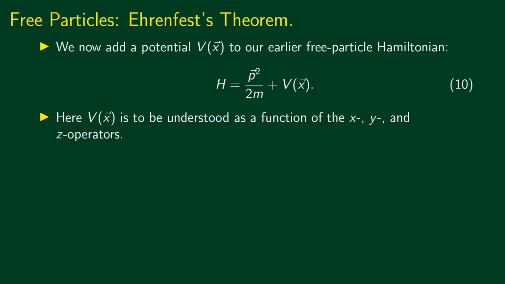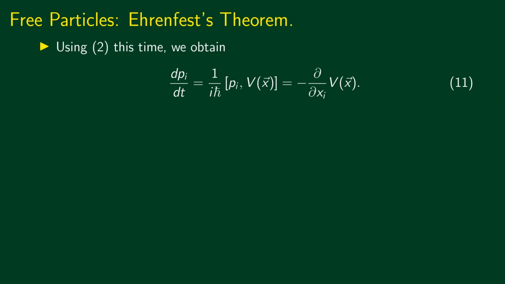Now let's add a potential V of x vector to the free particle Hamiltonian. So the Hamiltonian now becomes H is equal to P vector square divided by 2m plus V of x vector. V of x vector has to be understood as a function of x, y, and z operators. Let's now look at the Heisenberg equation of motion in the case of a Hamiltonian of this form. Let's write down the Heisenberg equation of motion for pi and xi. Let's start with dpi by dt.